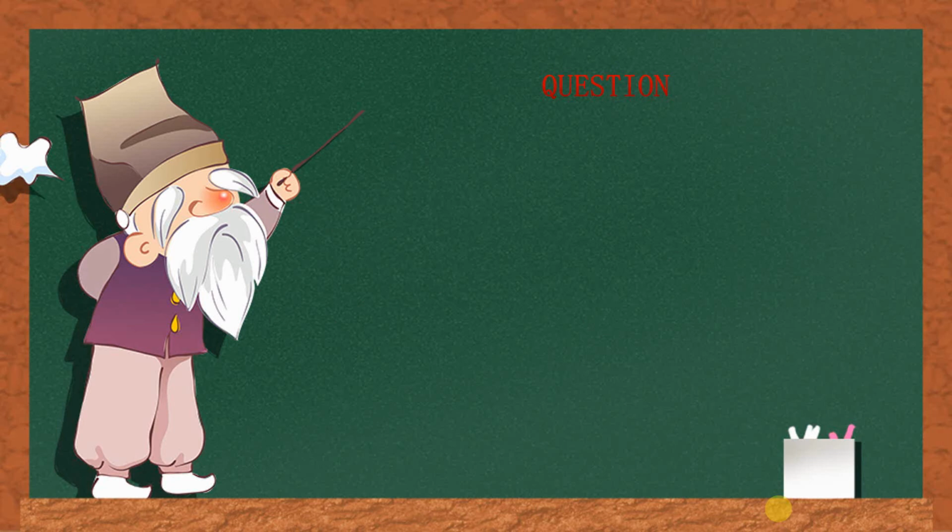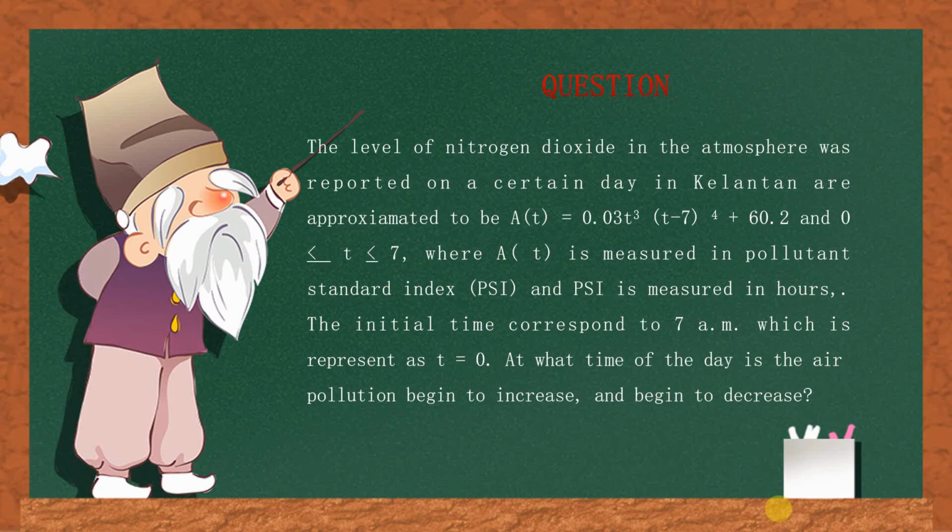Now, let us see our question. The level of nitrogen dioxide in the atmosphere reported on a certain day in Kelantan is approximated to be A(t) = 0.003t^3(t - 7)^4 + 60.2, for 0 ≤ t ≤ 7, where A(t) is measured in Pollutant Standard Index, PSI, and t is measured in hours.